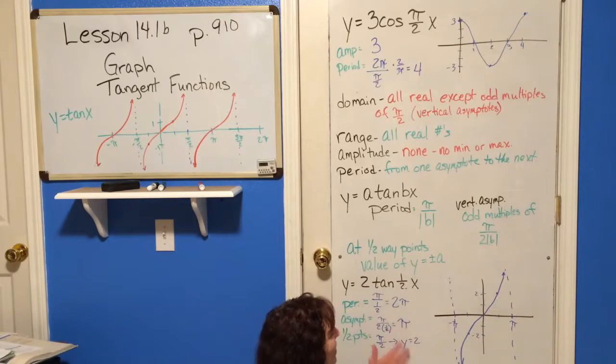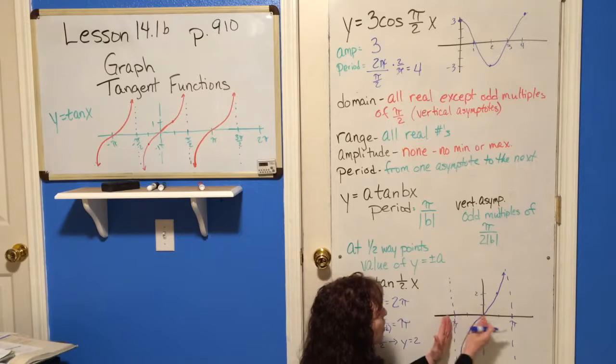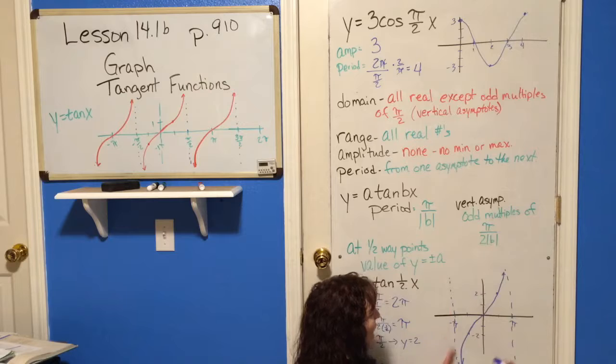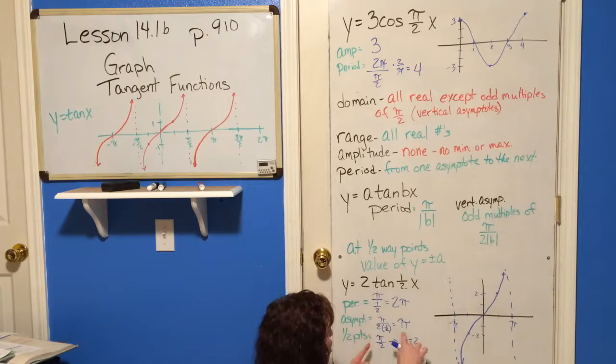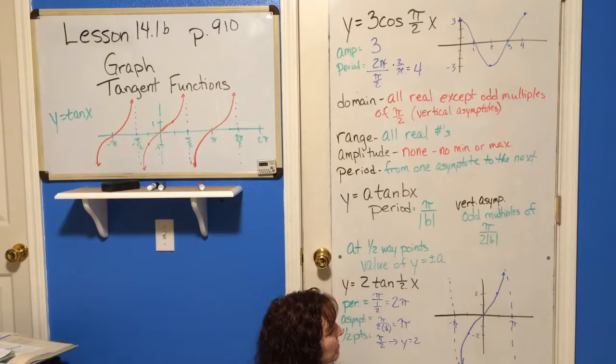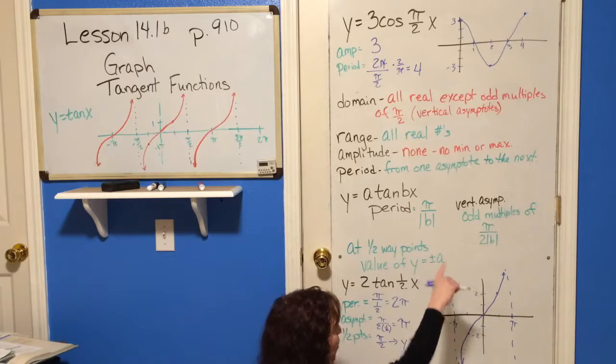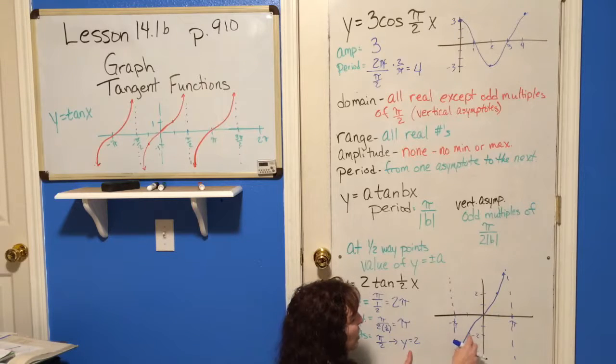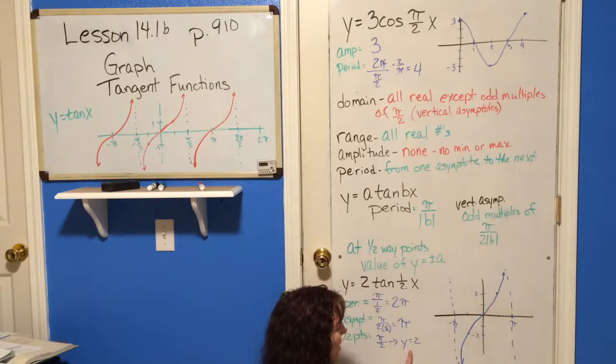Okay, so the only thing you've got to do is find how wide it is. Well, this is 2 pi long, 2 pi wide. You'll find your asymptotes by using your formula there, and then find how far up or down your point is at the halfway points, and that's it. And you're going to have that same shape every time. All right. That's all there is to it.